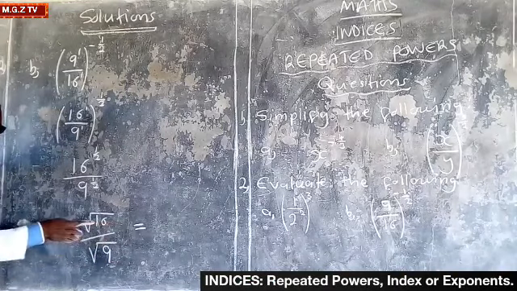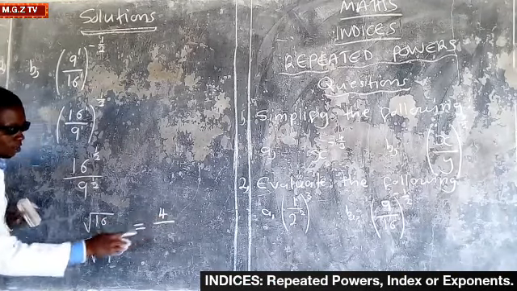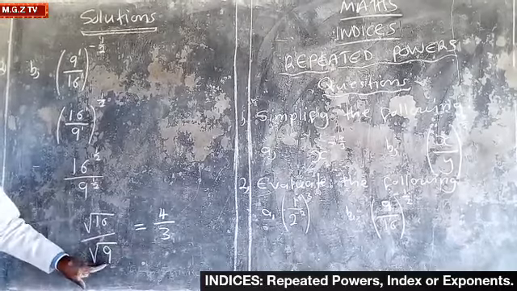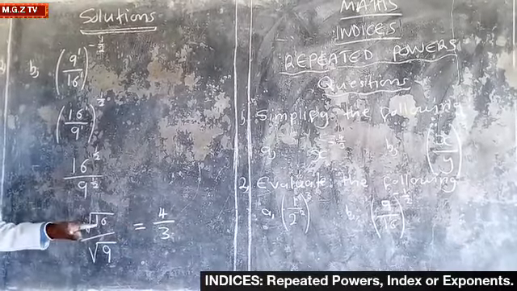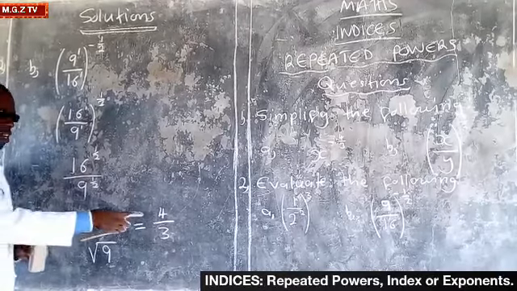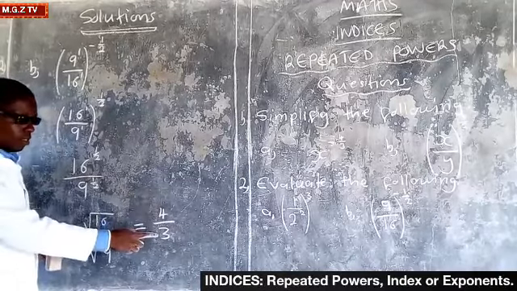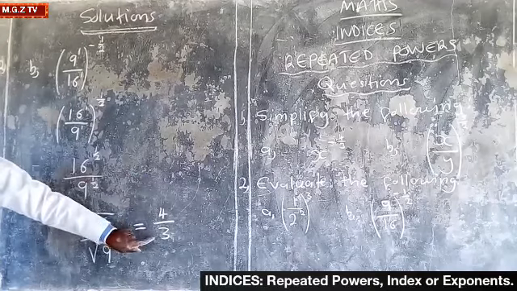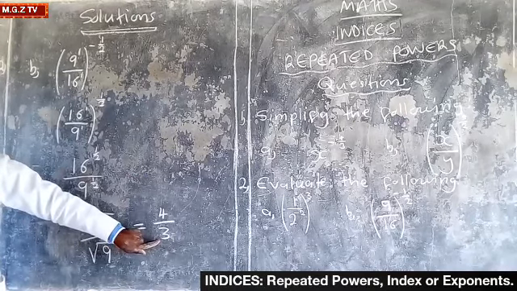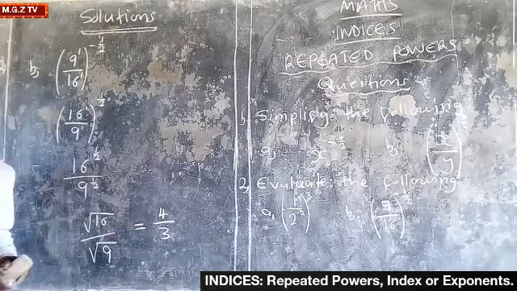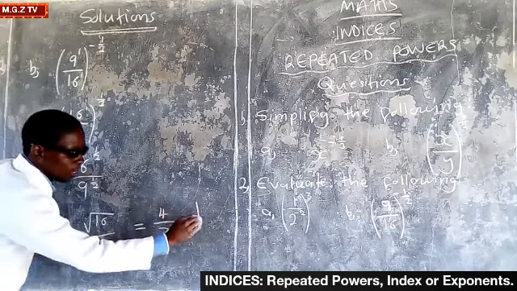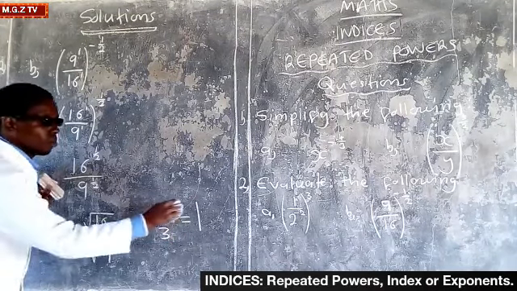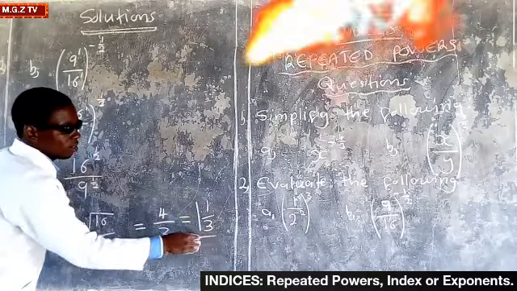So what we have here? 4. Down there? 3. 3 times 3, 9. 4 times 4, 16. Now there, the 4 is bigger than the 3, or the numerator is bigger than the denominator. So we divide 3 into 4. It's one time. So write one whole number, then remember 1 over 3, it ends there.